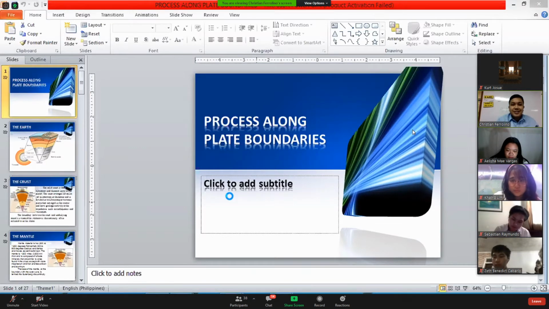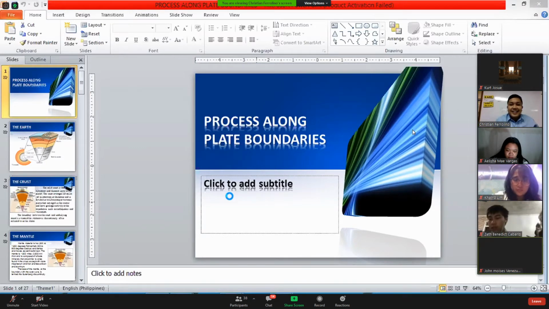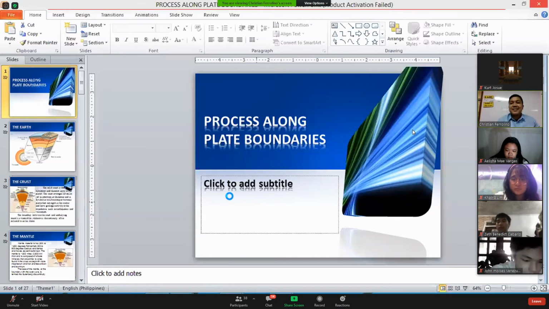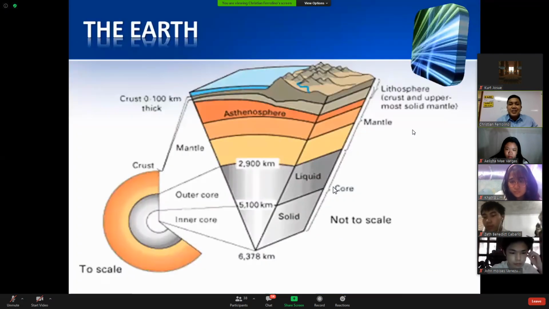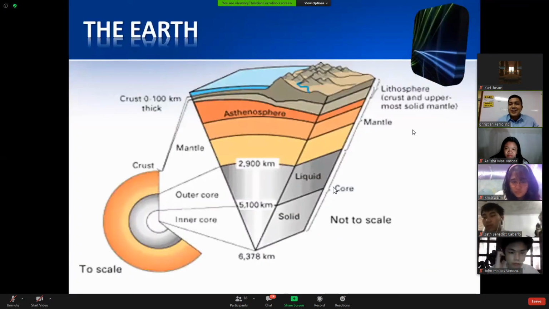Ouch! Nag-lag yung laptop ko. Kaka-stress. Okay, so let's continue. Kaka-stress ng laptop na 'to. Mukhang mapapalitan siya ng wala sa oras. Ay, ito, gumana na siya.